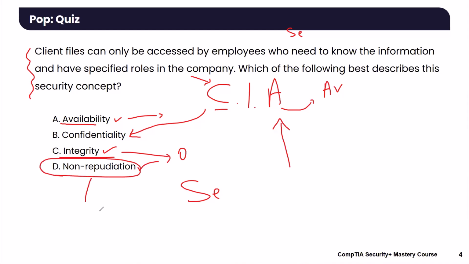Non-repudiation is all about making sure people are not denying taking some kind of action. So if you did something, you can't come back and say, "It's not me. That wasn't me." There is a way for us to prove it is you who did this particular thing. So that's non-repudiation. You cannot repudiate taking some kind of action.